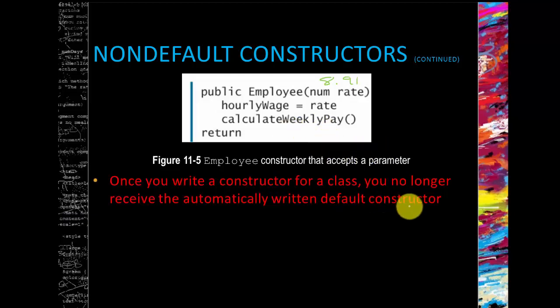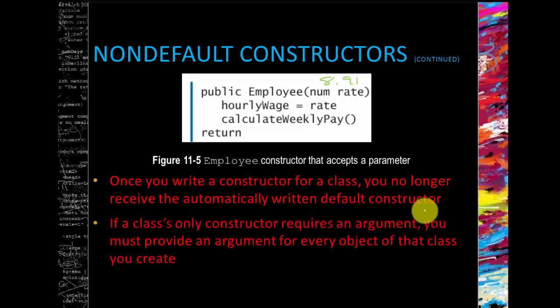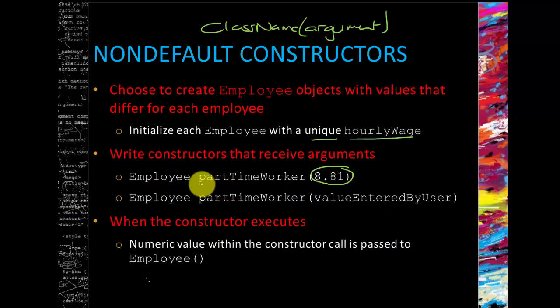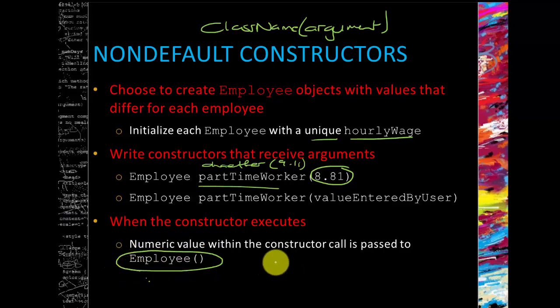So once you write a constructor for a class, you no longer receive an automatically written default constructor. So whenever you create an object, such as our part-time worker, it will be 8.11. Let's say you declare another object called chauffeur. Chauffeur is also going to have to have a numeric value within its parameters when you want to create the chauffeur object. But what if you're still going to have some employees that have an hourly wage of $10? You still want to be able to have this constructor method that has been automatically assigned.